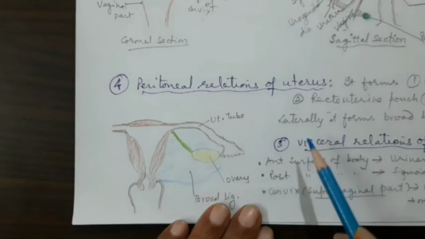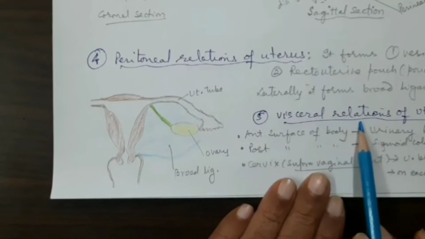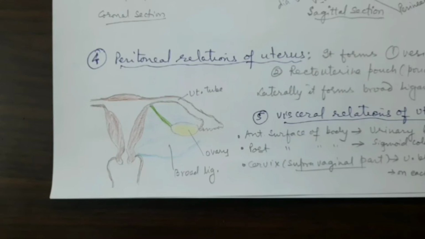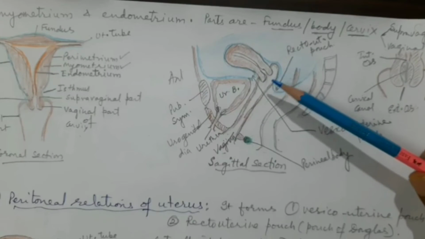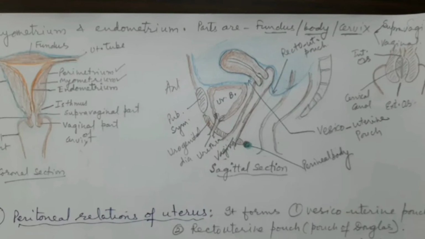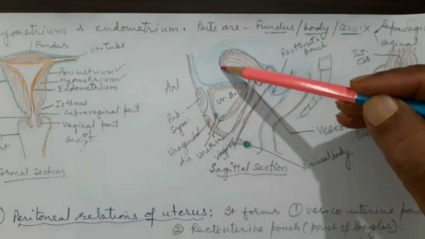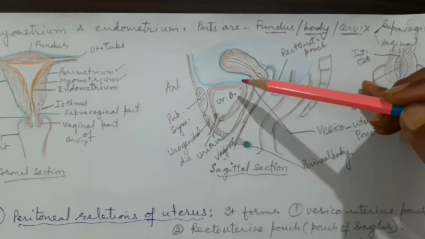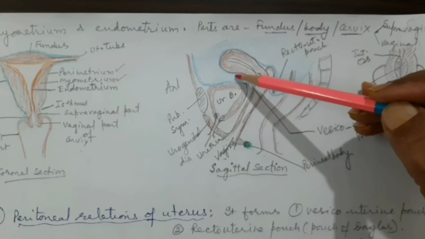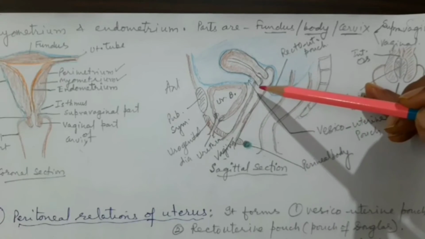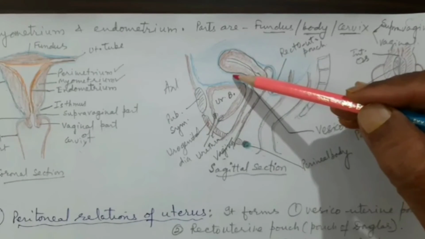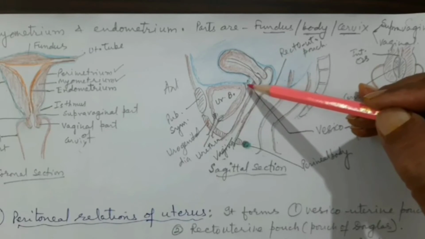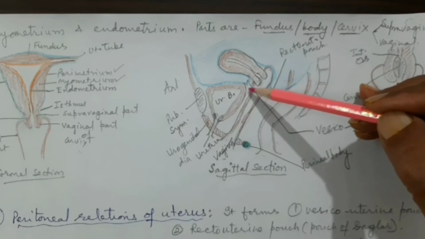Okay, let us come to the fifth point of this question, the visceral relations of the uterus. What are the viscera which are related to the uterus? Very easy. This diagram will help us to understand the visceral relations of the uterus. Now the anterior surface of the body of the uterus is in relation to the urinary bladder, see this? And the cervix is also in relation to the urinary bladder.